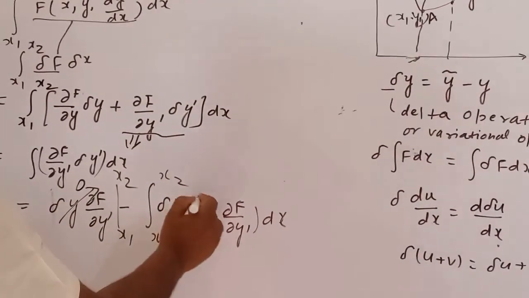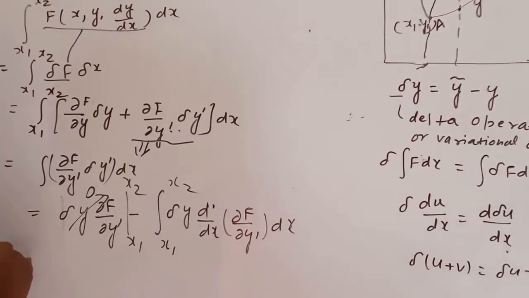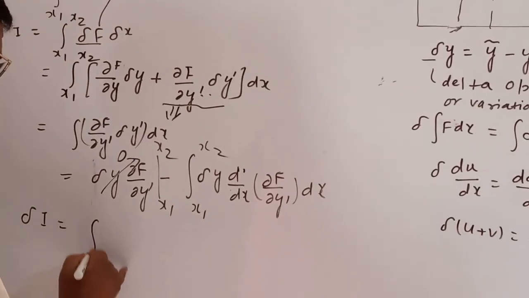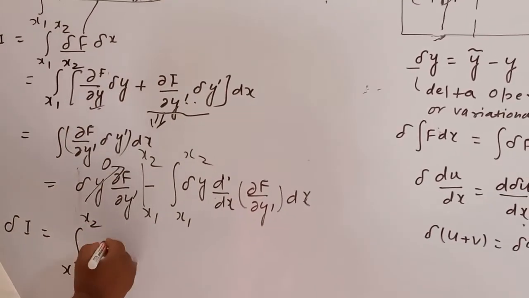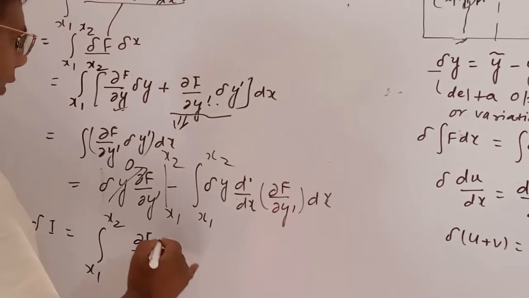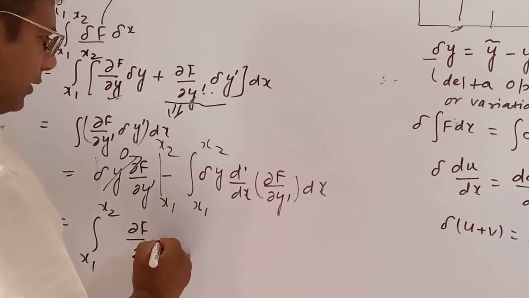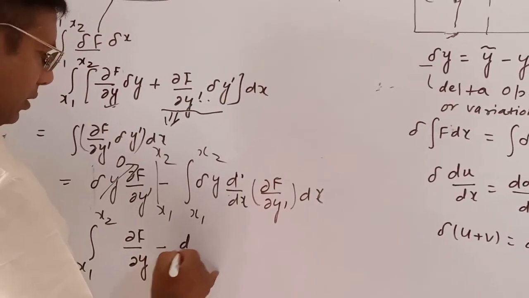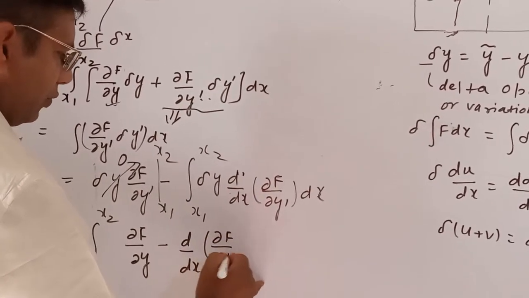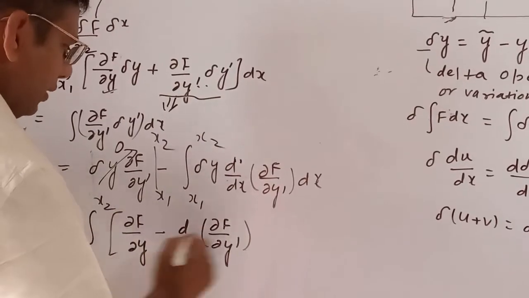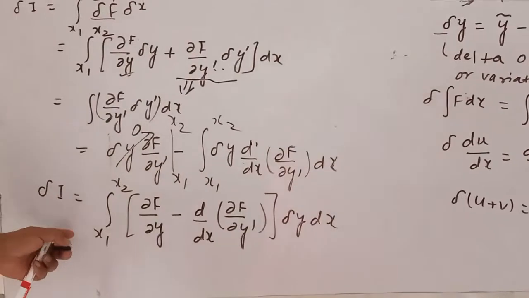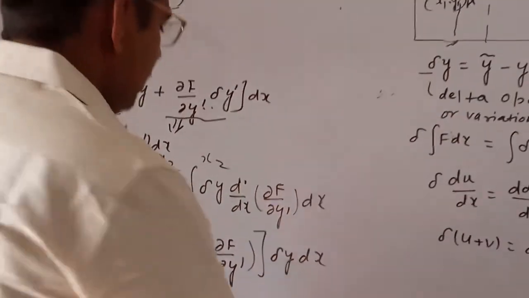So now again we are putting it back here. Let's see what we are getting. We are getting, from x1 to x2, this quantity: partial of f with respect to y, minus d by dx of partial of f with respect to y dash, and here we can write this thing. Now we know that delta y is arbitrary, right? This one is arbitrary.